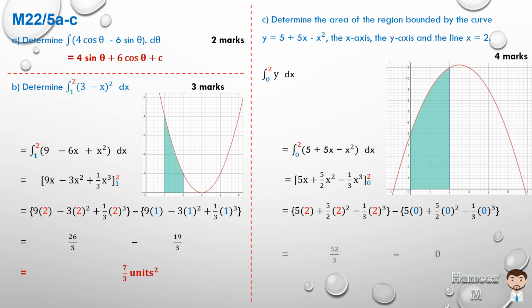3 20s are 60, 60 minus 8 is 52 over 3, minus, and the lower limit works out to be 0. As such, that area, which you have indicated in blue there, works out to be 52 over 3, or 17 and 1/3 square units.